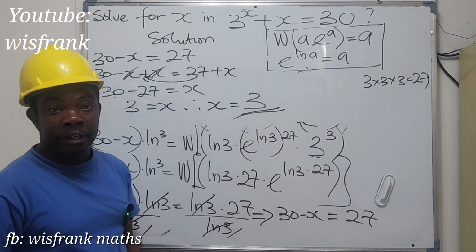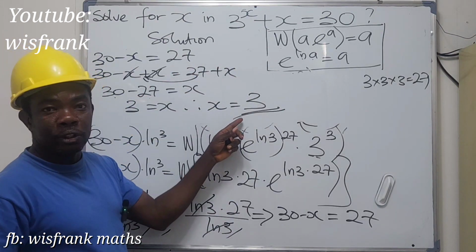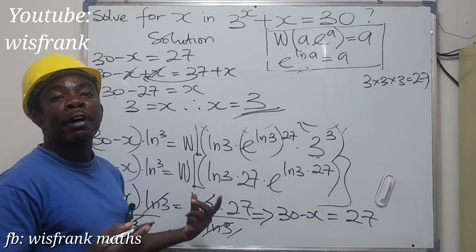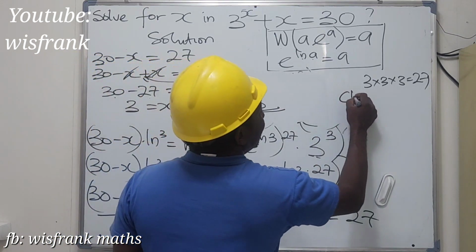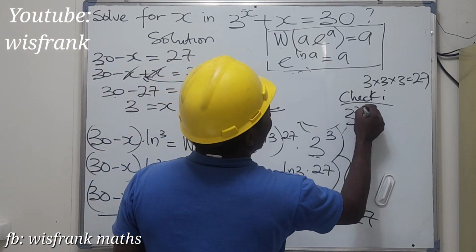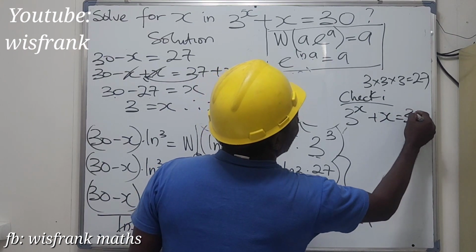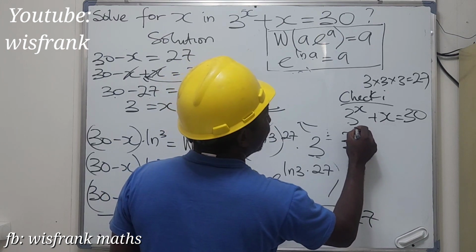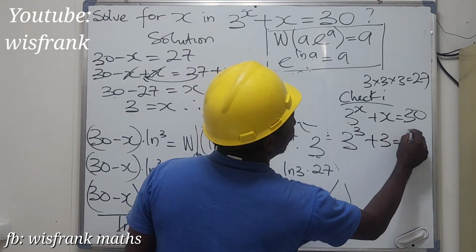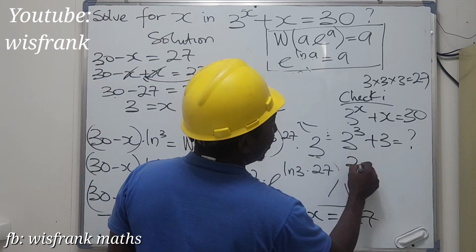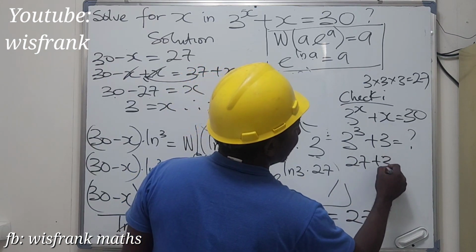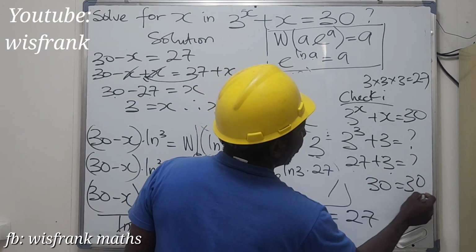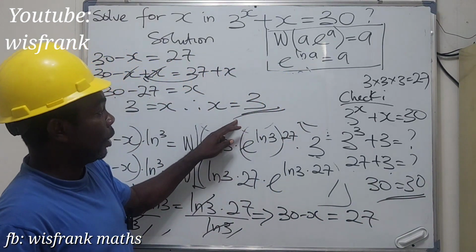We can do a little check to see whether x equals 3 satisfies this, after applying the Lambert W function to solve for the value of x. So here we can say check. We have 3 to the power of x plus x equals 30. We have our value of x as 3. So 3 to the power of 3 plus 3 equals what? 3 to the power of 3 is 27, plus 3 equals what? 27 plus 3, we have 30. You can see that 30 equals 30. So the value of x equals 3 satisfies this expression.